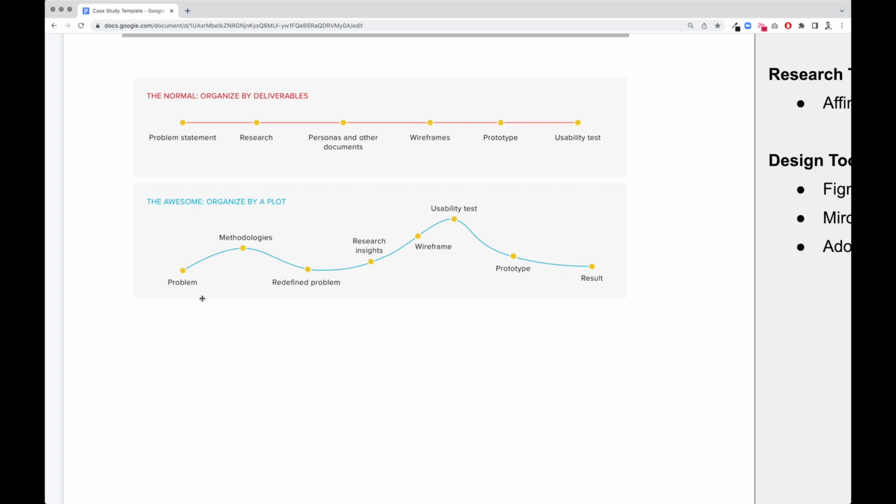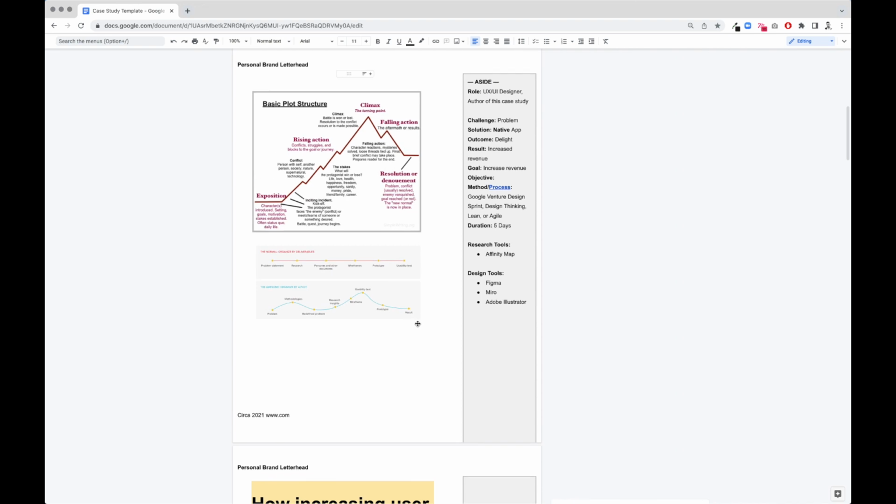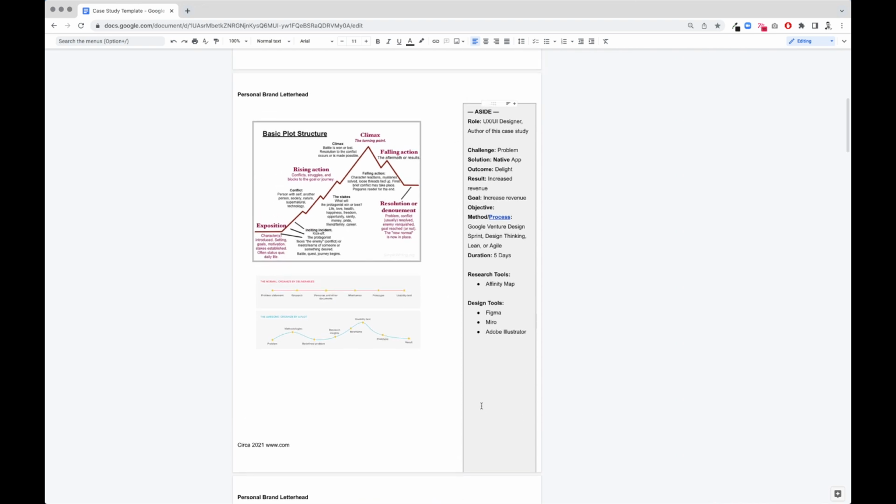We start with a problem. Every good story starts with a problem. Let us have empathy for the user, etc. And we talked about that a little bit. Over here on the aside is where it's not in the story. These are the overview, the synopsis, the abstract. It's a real quick glimpse of what we're talking about.